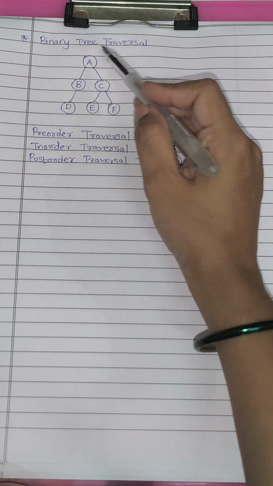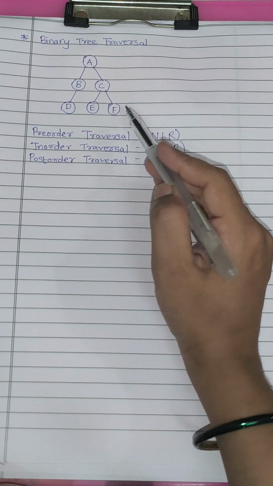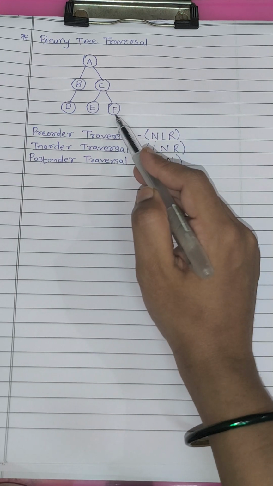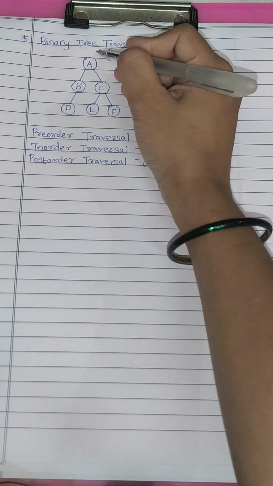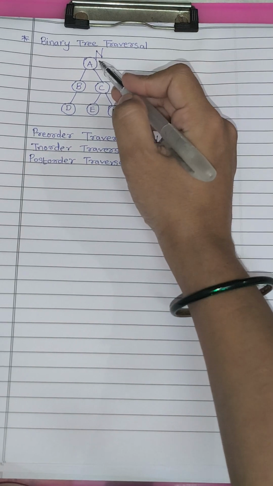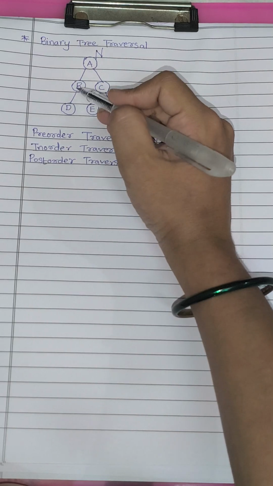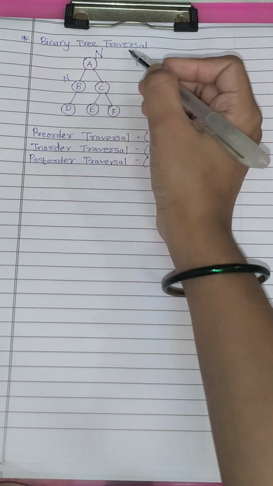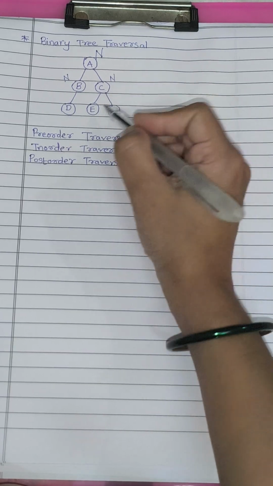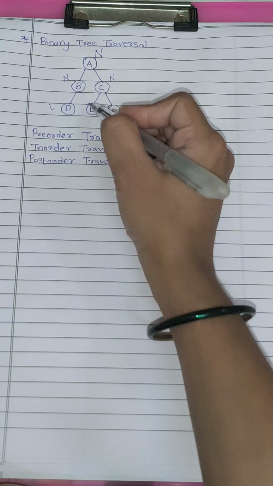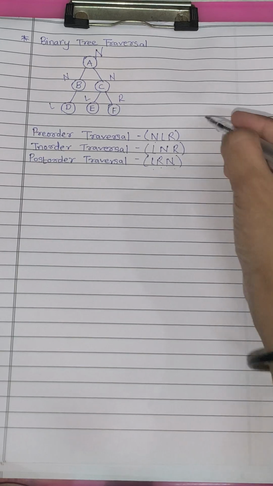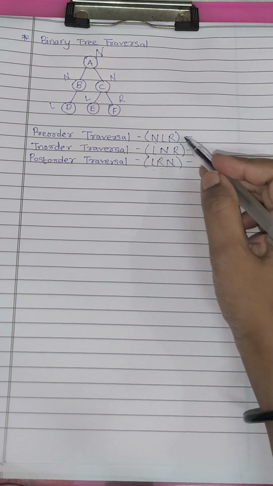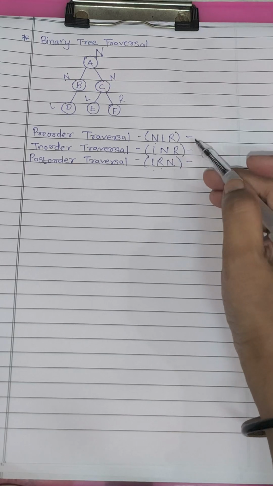Now, let's discuss how we can do this tree traversing. For easy recognition, the first thing we need to do is mark all the nodes. Starting with the root node, which is basically the parent of all, it will be denoted through N. Again, B is also a parent. C is also a parent. D is the left child. E is the left child. F is the right child.